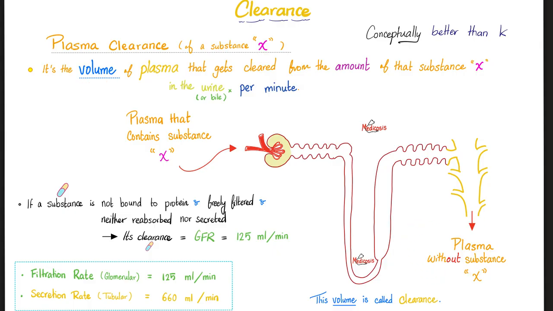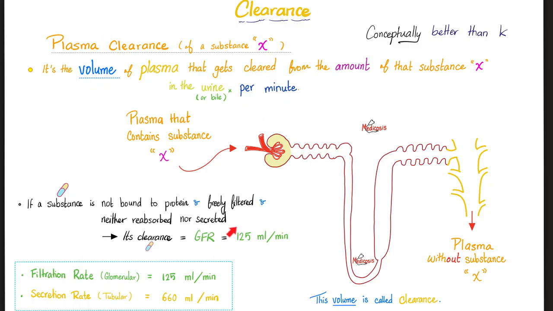It's the volume of plasma that gets cleared of the drug per unit time, usually per minute. Where's the dirty drug going? To the pee, to the urine or bile. If drug X is not bound to plasma proteins, if it is freely filtered and neither reabsorbed nor secreted, its clearance will equal the GFR, and we learned this from physiology. What's the normal GFR? About 125 ml per minute. Volume per time.